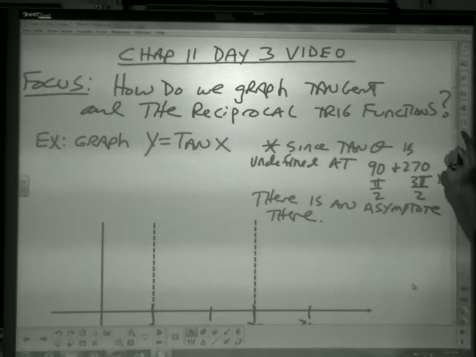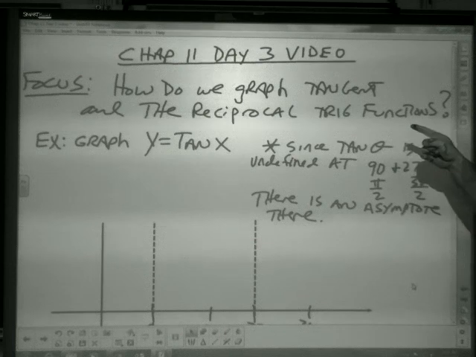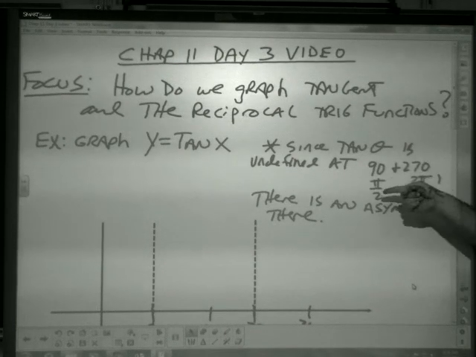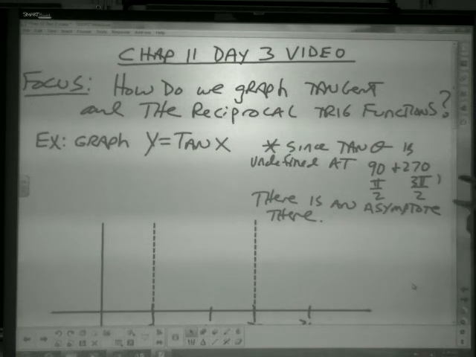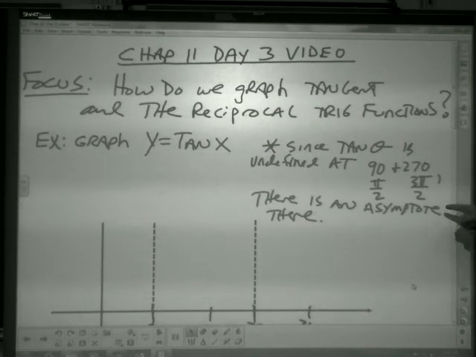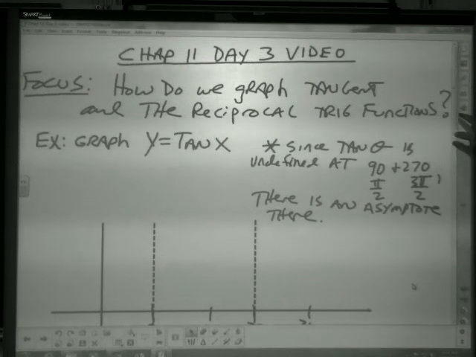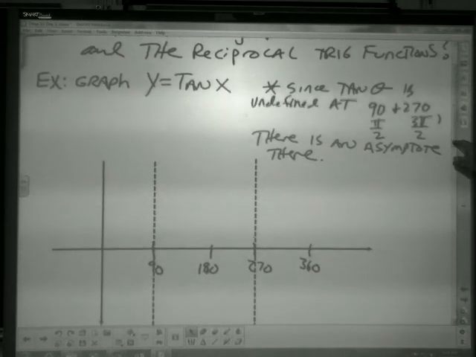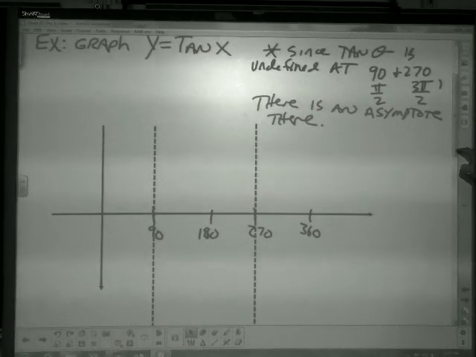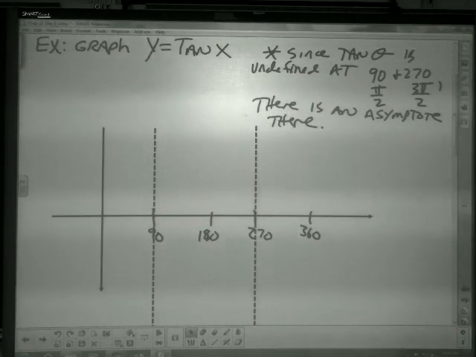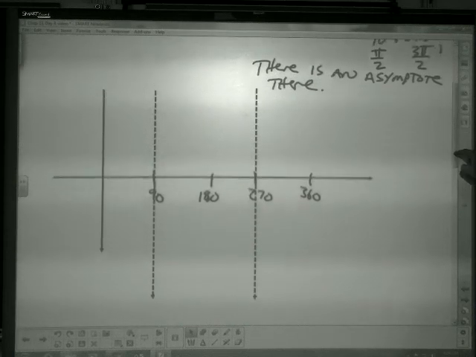All right. Well, in order to graph tangent, you have to realize that tangent is undefined at 90 degrees and 270, or pi over 2 and 3 pi over 2. And since it's undefined there's going to be what we call an asymptote, and we talked about that before. It'll be close, but never touch that value. Okay? And so tangent will get close to that value, but never touch it.